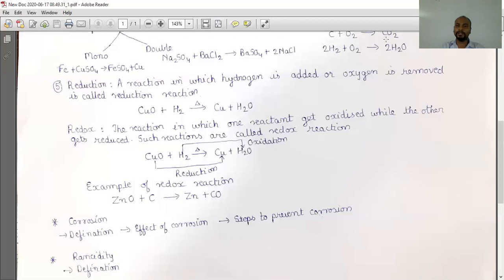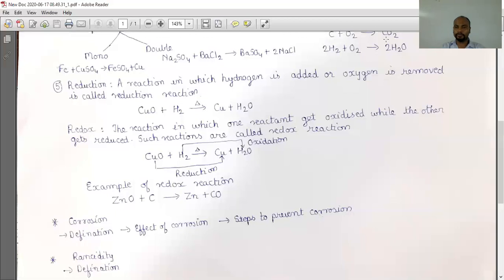So we'll just recall the contents which we have done in this video. First of all, reduction reaction. A reaction in which hydrogen is added or oxygen is removed is known as reduction reaction. Next, redox reaction. The reaction in which one reactant gets oxidized while the other gets reduced. Such reactions are called redox reactions.